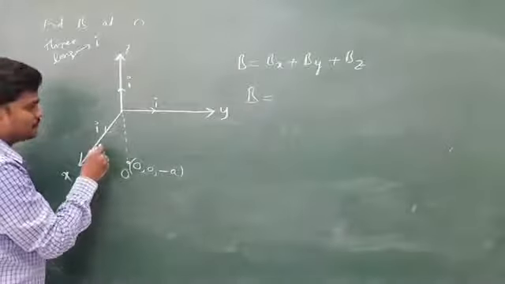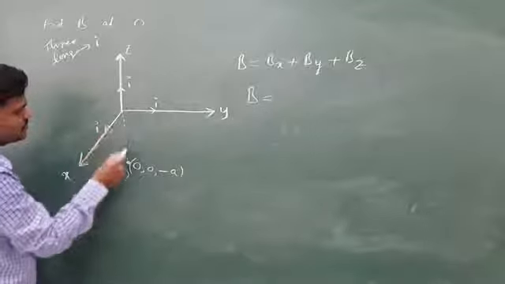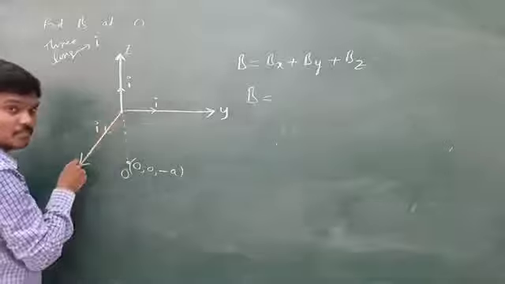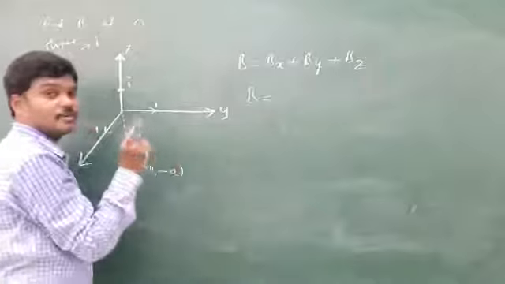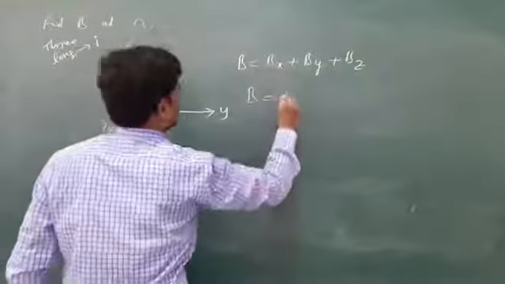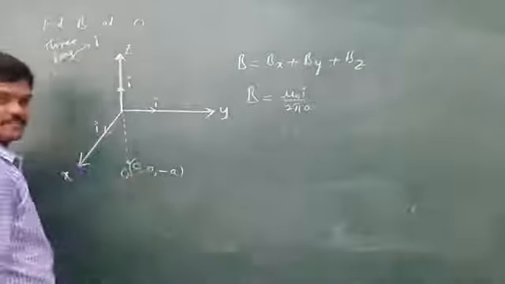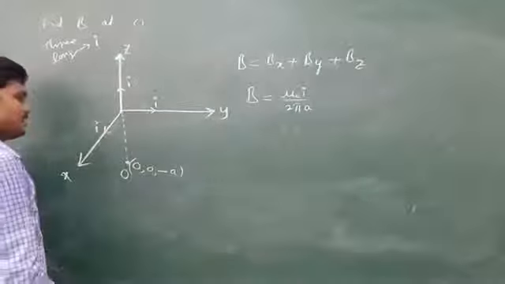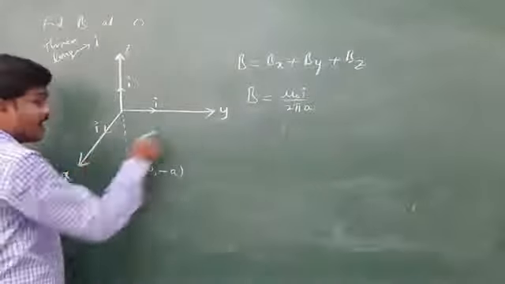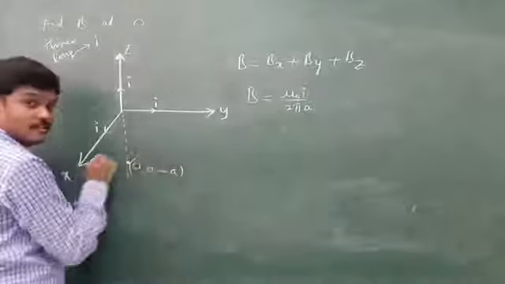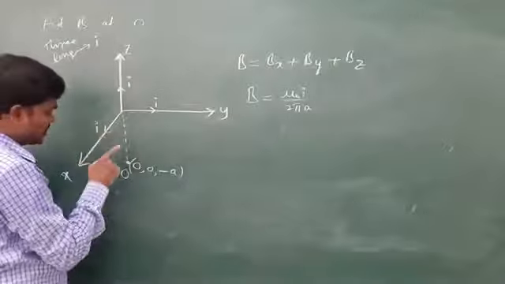This is due to this one, and this is a long straight wire, not at one end. For a long straight wire we have the formula mu naught I by 2 pi r. So Bx is mu naught I by 2 pi r, where r is nothing but a, which is given. And this point O for this current wire is in the XY plane, so the field must be along the z-axis.